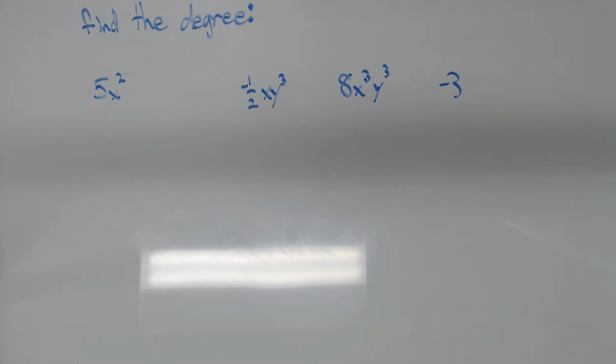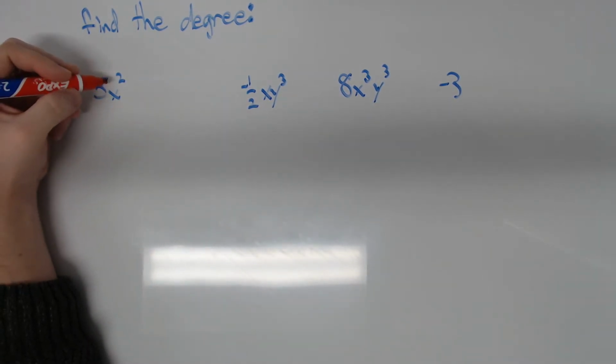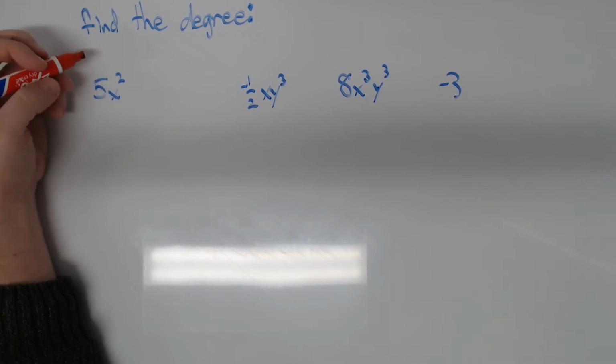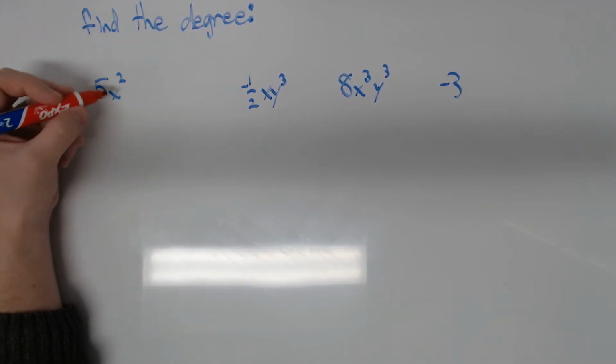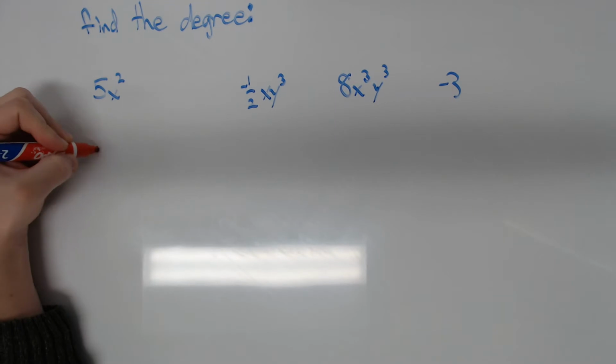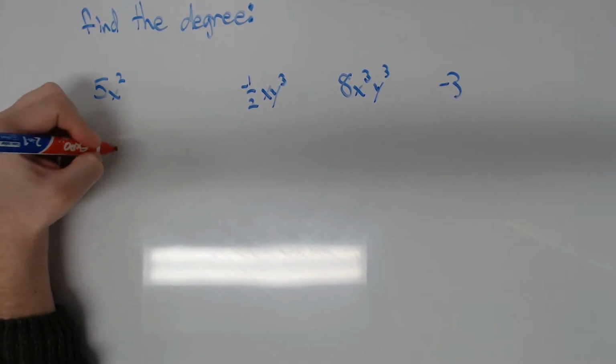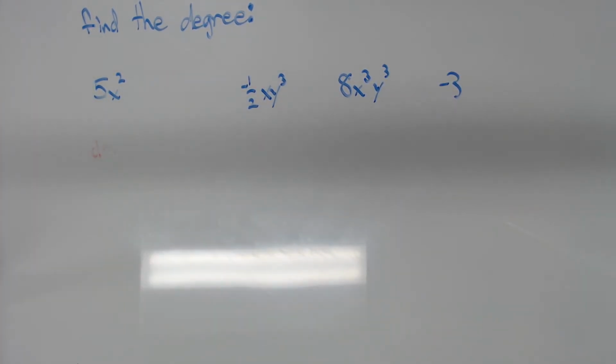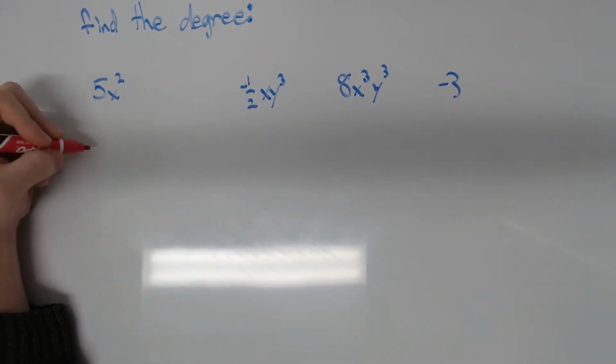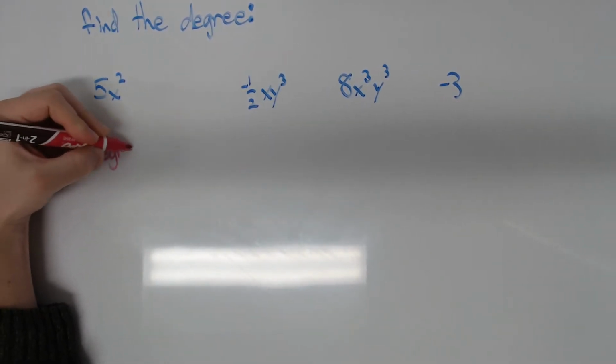First actual examples for us to work through. 5x squared. Find the degree of this term, this monomial. Well, it's got a power of 2, so degree is 2. I gotta get another better marker over here. Maybe the pink will work nice. Oh yeah, that's bright. Degree equals 2.